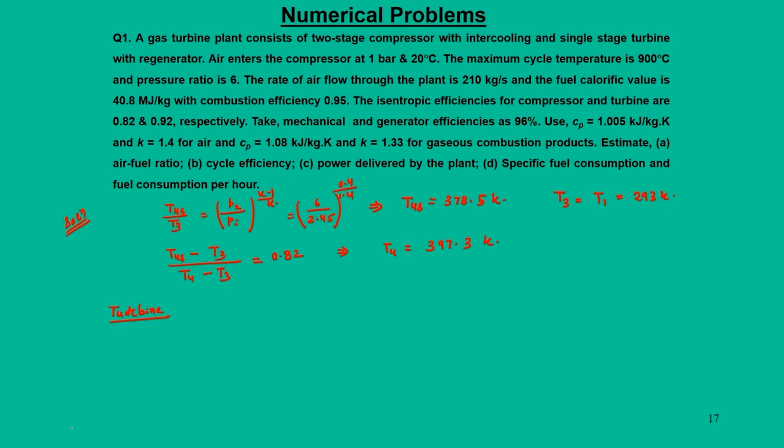Then in a similar way we do this turbine analysis. So, peak temperature that we achieve in the turbine is T6. So, T6 by T7S is equal to (P2 by P1) to the power (k minus 1) by k. Here I need to emphasize, for turbines we use combustion products.